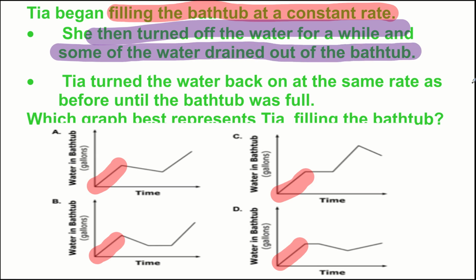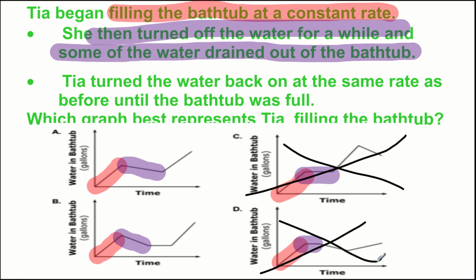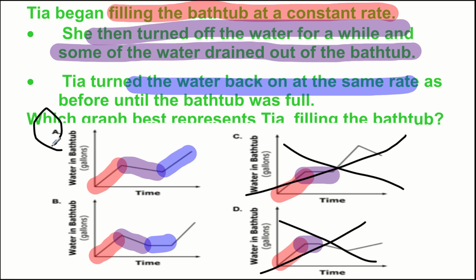The water... Then she turns the water back on at the same rate. So that means it has to start increasing at the exact same rate. This one has a flat line there. That doesn't work. So that's why A is the correct answer.